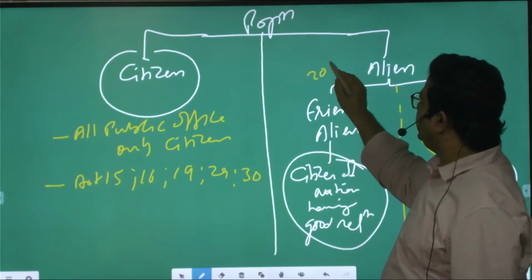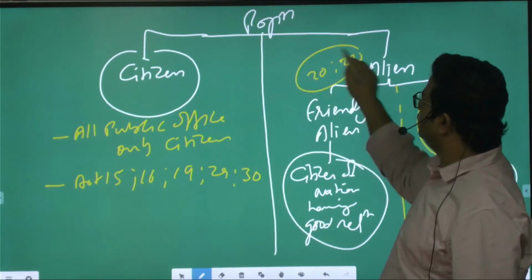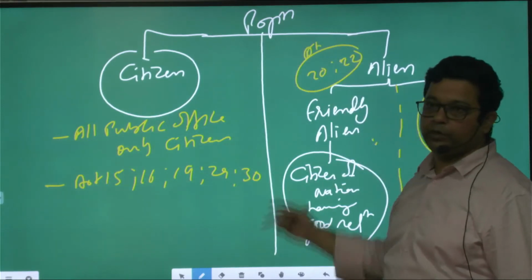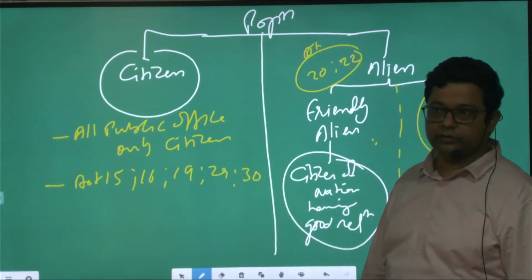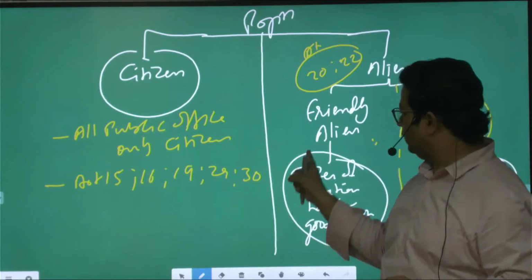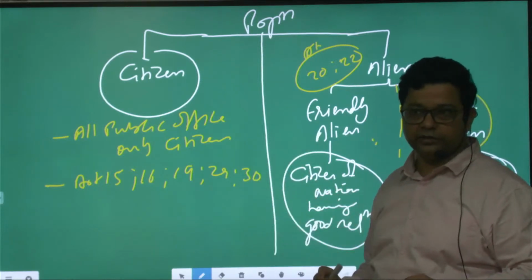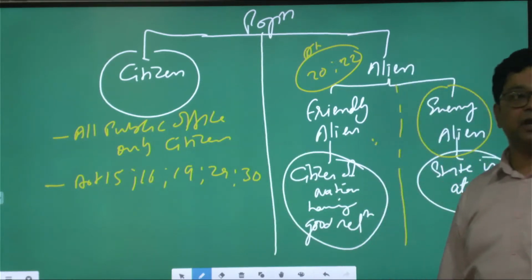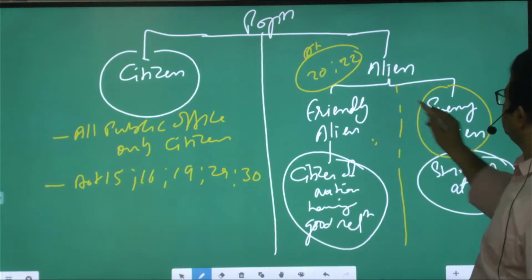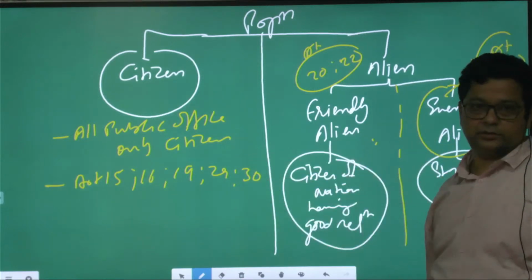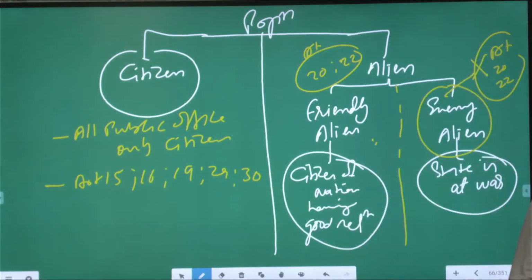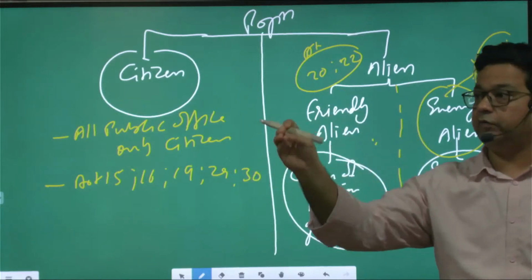Like Article 20, 22, protections in convictions and protections in arrest or detention. This is also given to friendly aliens and citizens. But when we come to the enemy alien, these two articles, 20 and 22, are not provided, other than the other articles. So enemy aliens are not eligible for any of these rights, not even 20 and 21.